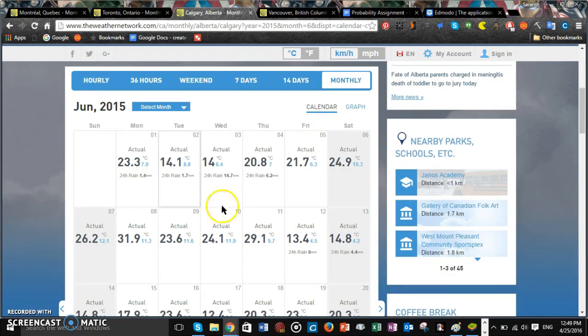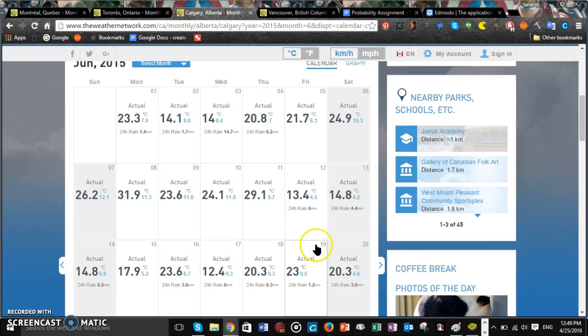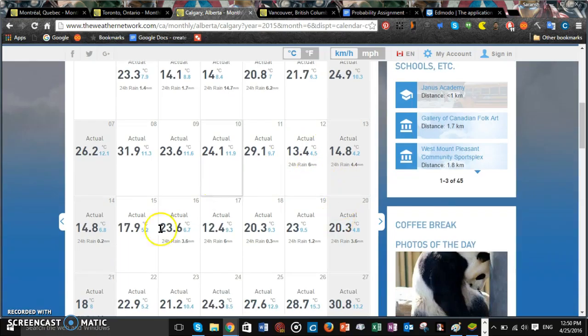So for the first 4 days of June in Calgary it rained. 5th, 6th and 7th it did not rain, so that's one group. 8th, 9th and 10th it did not rain, so that's a second group. 11th it did not rain, but then 12th it rained, so that cancels out the streak. So right now we have 2 groups of 3 consecutive days it did not rain, so out of 10, we have 2 so far.